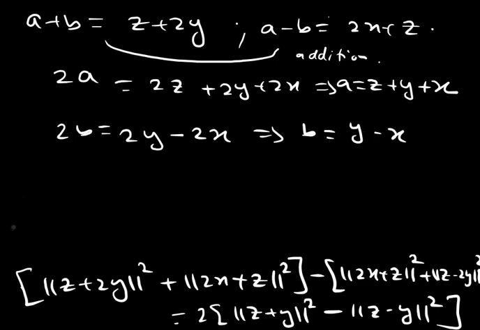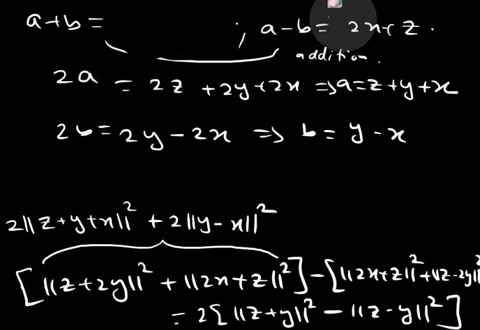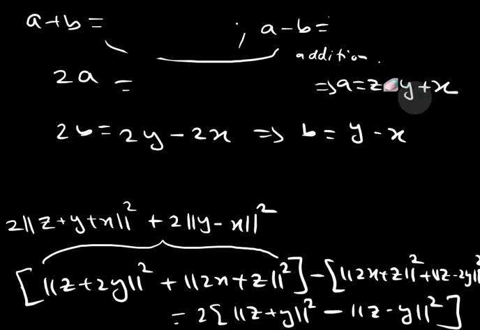So what do we have? This term over here would become what? This would be a plus b norm square plus a minus b norm square. So 2 times norm of a square, which is z plus y plus x whole square, plus 2 times norm of y minus x whole square. Now we'll just change a, b here. So what do we get? Just the same thing.